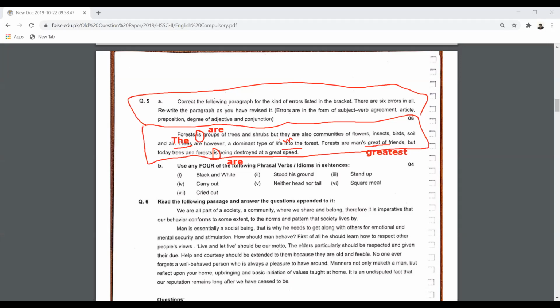So dear students, you can see that six mistakes are given over here. So you can find out the mistakes. This same passage will be given in your examination, and there are six mistakes, six errors in this passage you have to find out, and you have to rewrite this passage. Rewrite means again you have to write. So this is the passage which we have to solve in our annual examination.